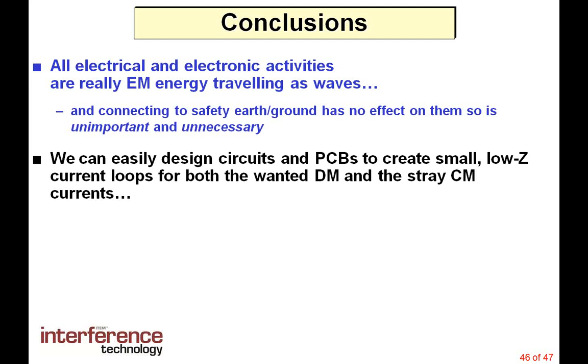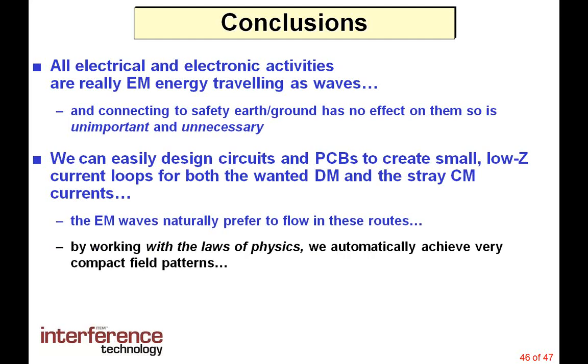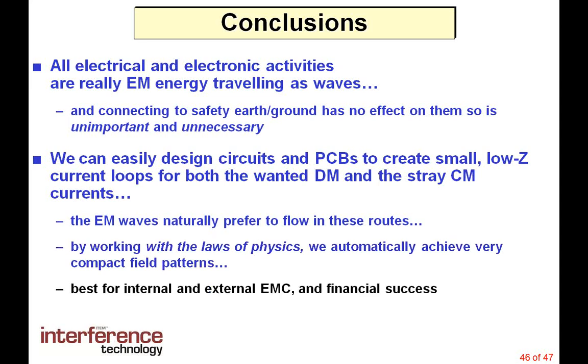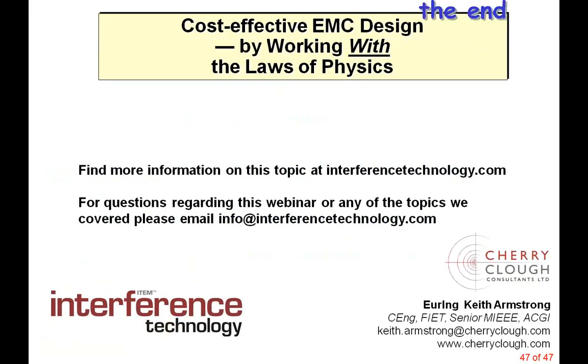We can easily design circuits and printed circuit boards to provide lots of small, low impedance current loops for the wanted differential mode and the stray common mode currents. The electromagnetic waves naturally prefer to flow in those routes. So by working with the laws of physics, we automatically achieve very compact field patterns, which are the best for internal and external EMC and best for financial success. And that's the end.